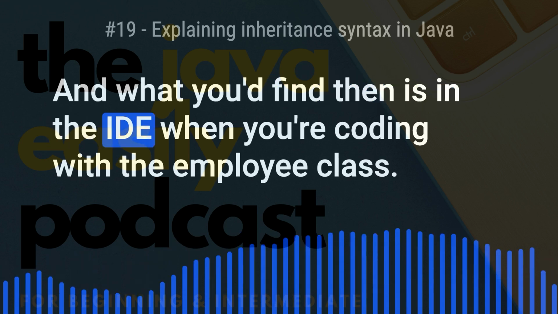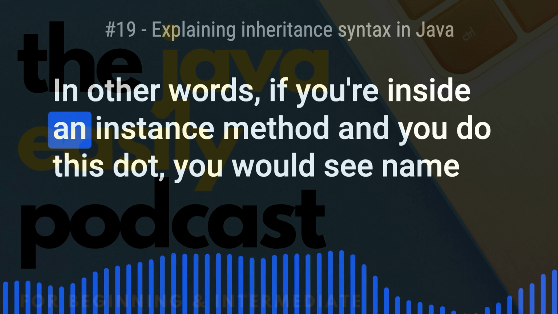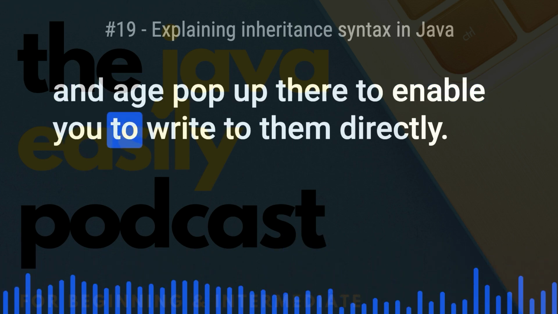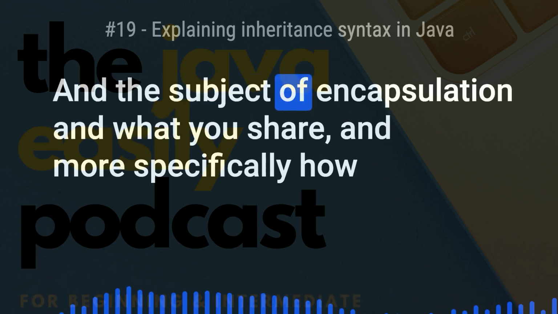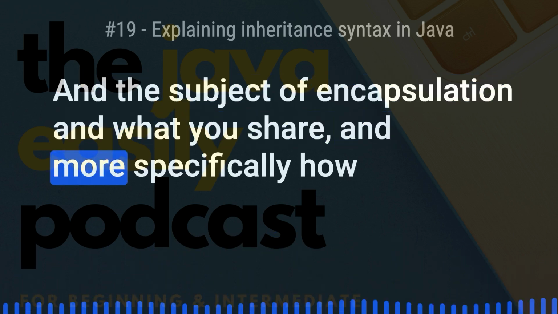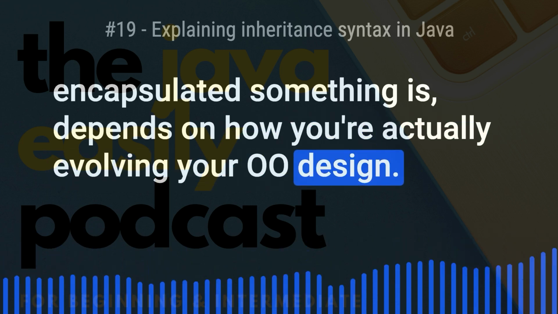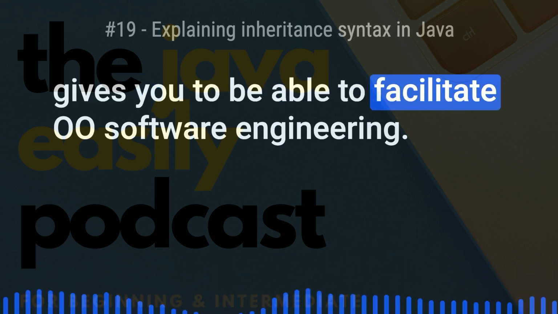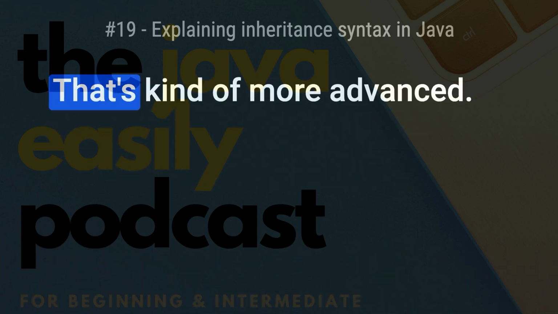And what you'd find then is in the IDE, when you're coding with the employee class, you'd actually be able to see the name and age properties from the superclass. In other words, if you're inside an instance method and you do this dot, you would see name and age pop up there to enable you to write to them directly. Now, you may or may not want that to happen. And the subject of encapsulation and what you share, or more specifically how encapsulated something is, depends on how you're actually evolving your OO design. But here we're just talking about the syntax constructs that Java gives you to be able to facilitate OO software engineering without going into the nuances of when you'd use that or how you'd use that. That's kind of more advanced.